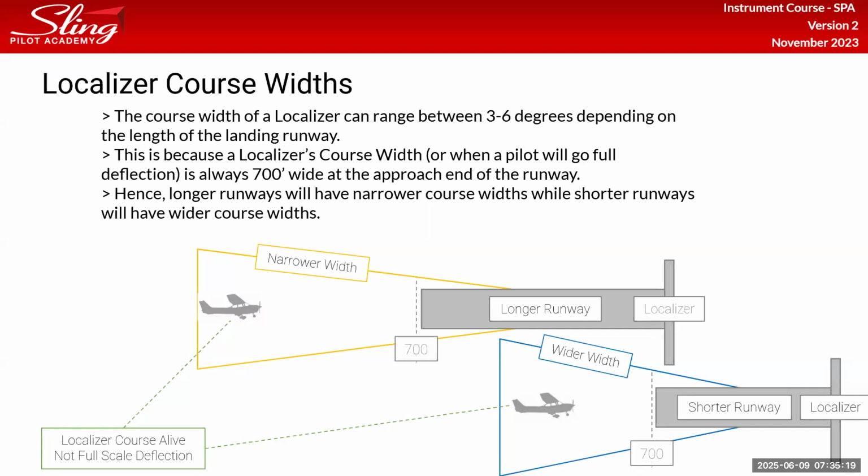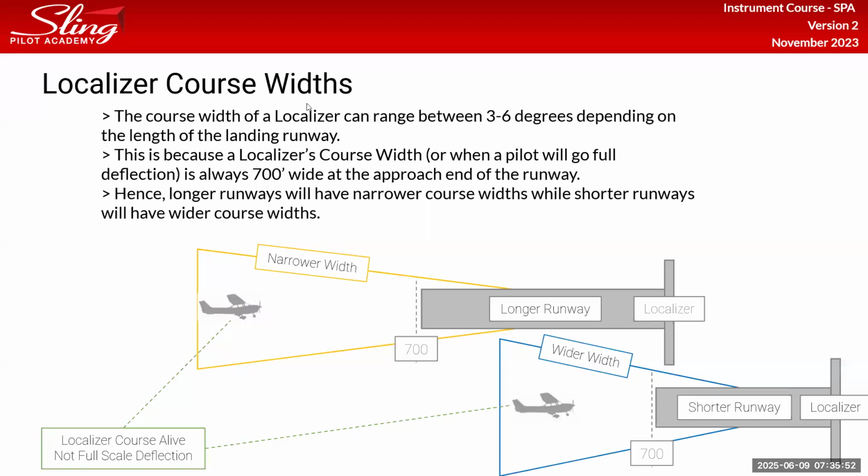True, but I don't know how they calculate that. Okay, if it's above 5,282 feet, then it's this many degrees versus if it's under, it's this many degrees. I don't know how they calculate that. So basically the degree range 3 to 6 degrees varies because at the approach end the width is always 700 feet, so they adjust the degree width to compensate for either a shorter or longer runway. Pretty sure.